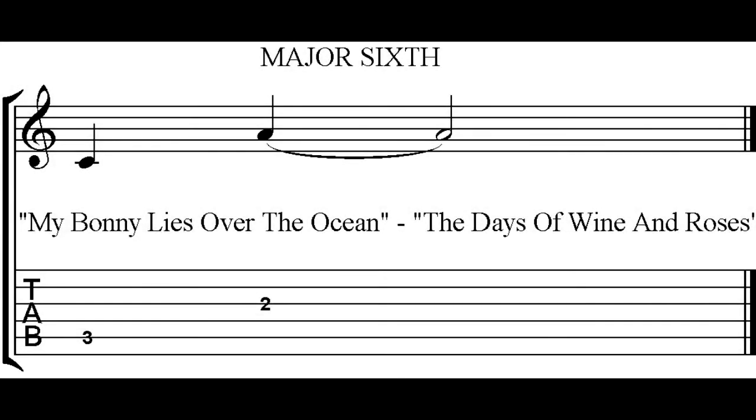Now let's take a look at the major sixth, which is C to A. That is 4 tones and 1 semitone apart. You already know this because it's the first 2 notes of My Bonnie Lies Over the Ocean. It's also the first 2 notes of a jazz standard called The Days of Wine and Roses. Let's see what it sounds like.